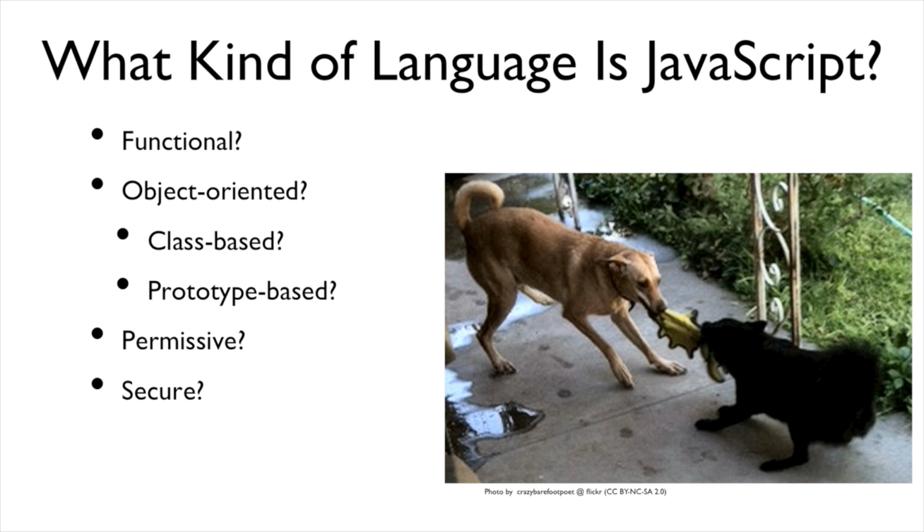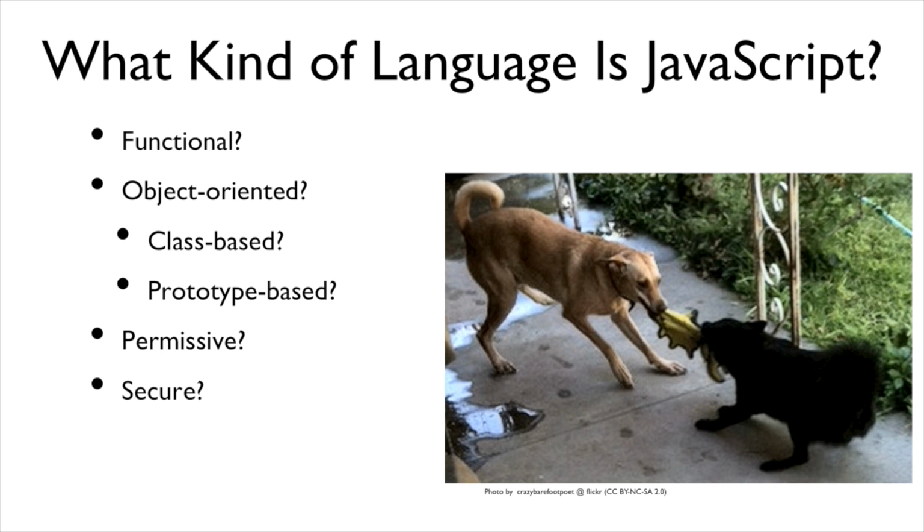So as we sit here in TC39 and have these discussions, it's just like any other discussion about the future of JavaScript you might imagine. We think about what kind of language this is. Is it functional? Is it object-oriented? If it is object-oriented, what style of object-oriented? Is it permissive? Is it secure? We continually talk and we continually fight about these things, but we fight in a playful way, like our dogs here, because we really are trying to find the medium of what JavaScript needs for all its users.